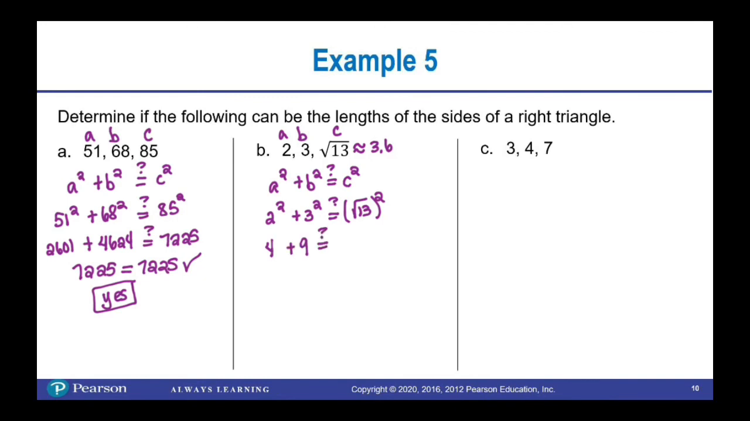2 squared is 4, and 3 squared is 9. When you square a square root, the root goes away and leaves us with 13. 4 plus 9 is 13, and so these could be the sides of a right triangle.